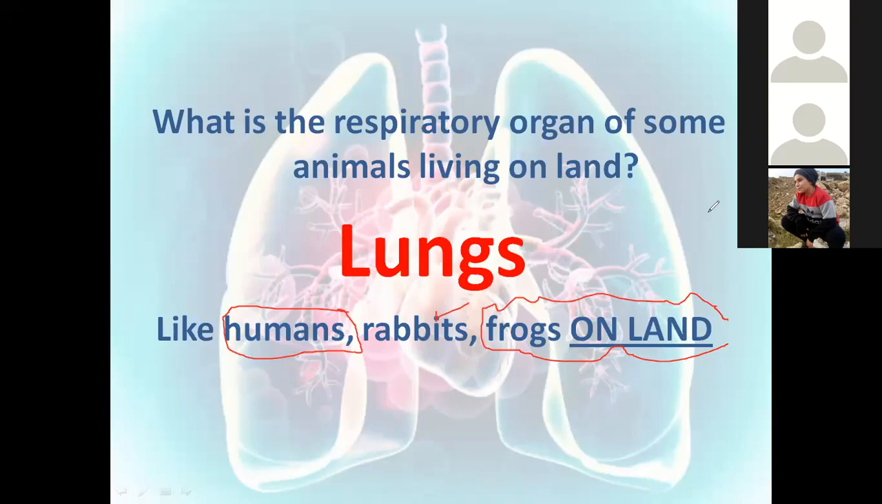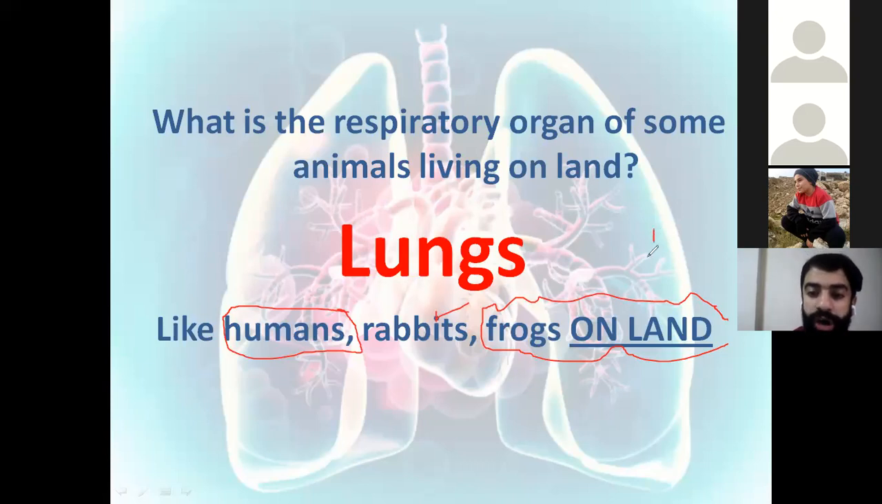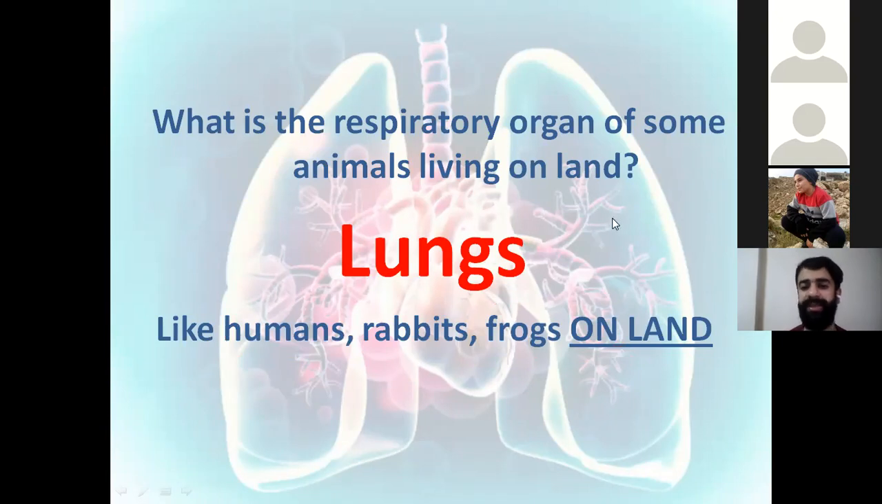They are called amphibians. So here, the respiratory organ of the frogs whenever they are on the land is the lungs. Whenever they are in water, they use another organ for respiration. So lungs, like humans, mammals, rabbits, and frogs living on land. So whenever we have the lungs, thank you, ya Hassan.